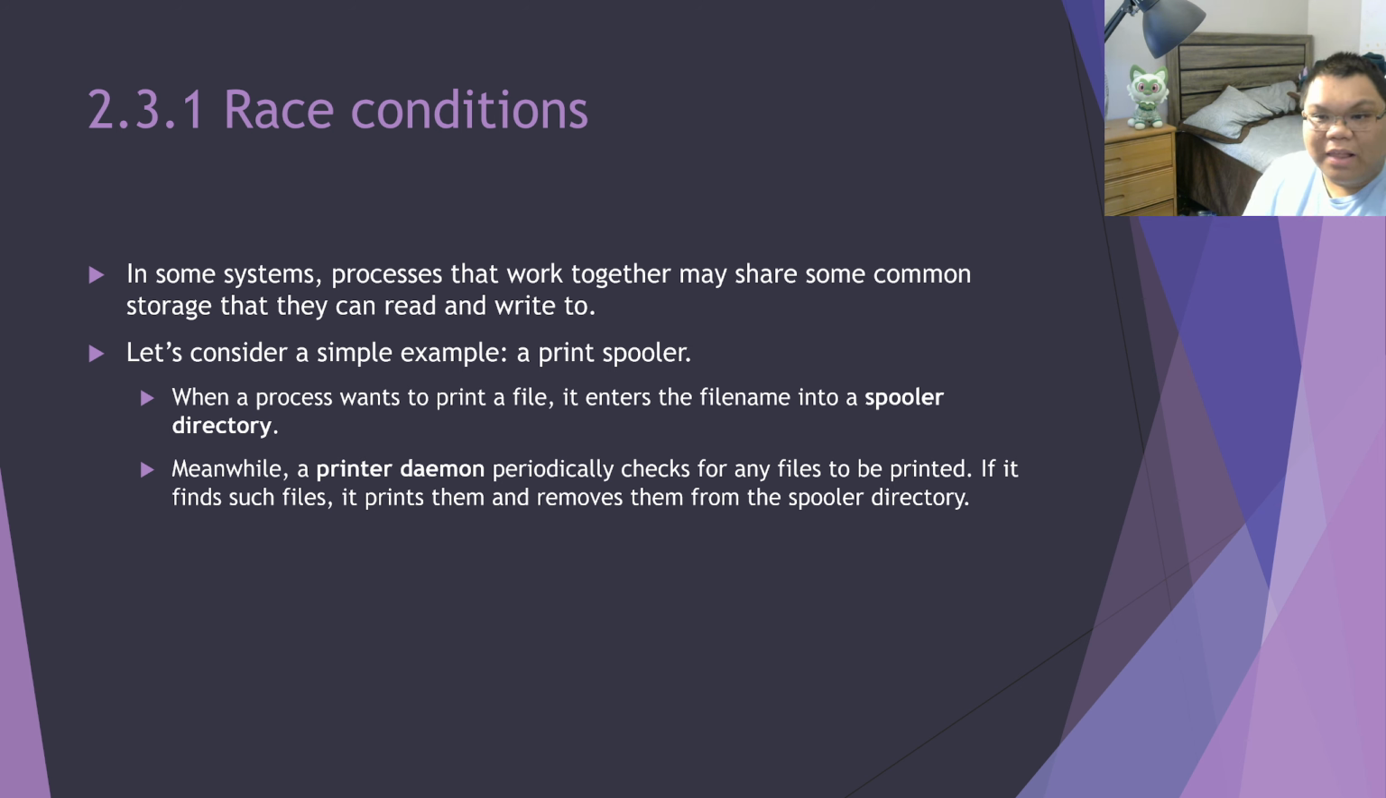Consider the simple example of a print spooler. When a process wants to print a file, it enters the file name into what's called a spooler directory. Meanwhile, a printer daemon periodically checks for any files to be printed. If it finds a file, it prints that file, and then it removes it from the spooler directory.